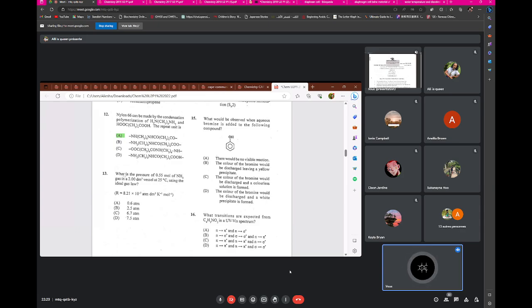Is equal to n, which is 0.55, R, which is a constant, and T, which is the temperature in Kelvin, right? So you have to convert the 25 degrees Celsius to Kelvin. So what's the equation again? PV equals nRT, and we're solving for P. So it's going to be nRT divided by V, right?